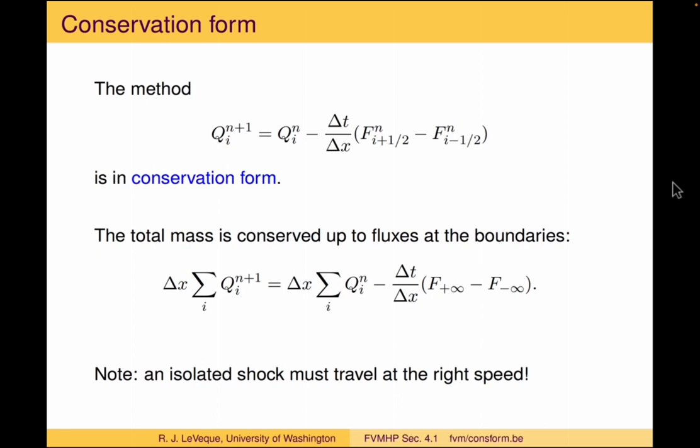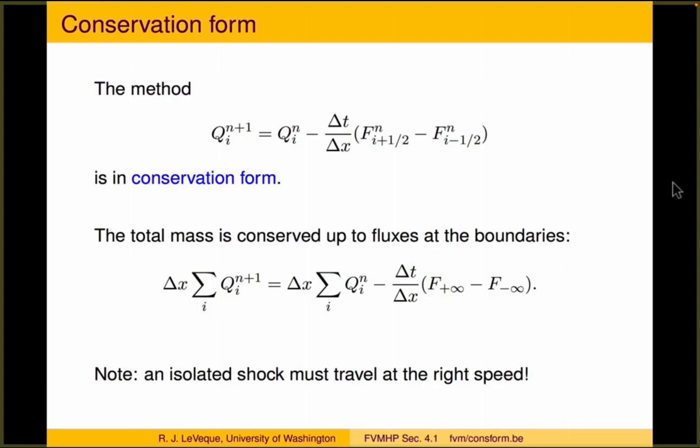So this gives us a method that's said to be in conservation form. Any method that has this form, where the new value Q_i^{n+1} is the old value minus delta t over delta x times the difference of some numerical flux functions, however you define those fluxes, is said to be in conservation form. If you multiply by delta x and sum over all of the grid cells, you get delta x times the sum of the Q_i's, and then delta x times the sum of all these differences.